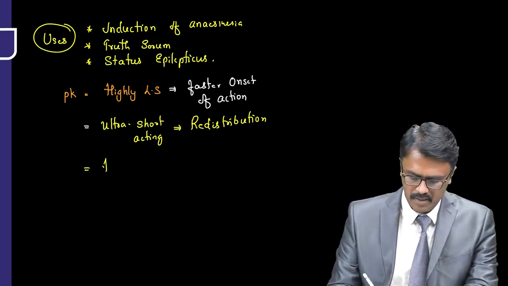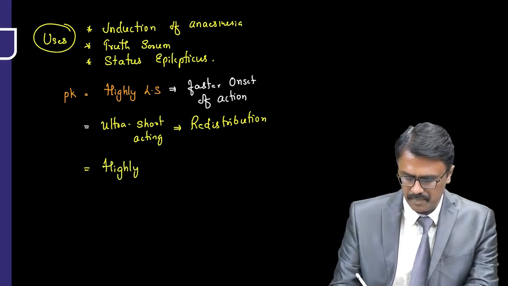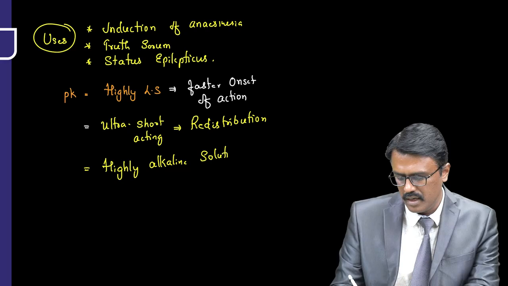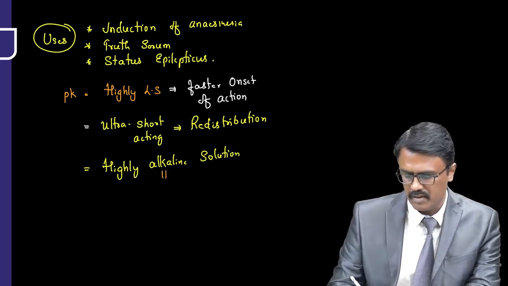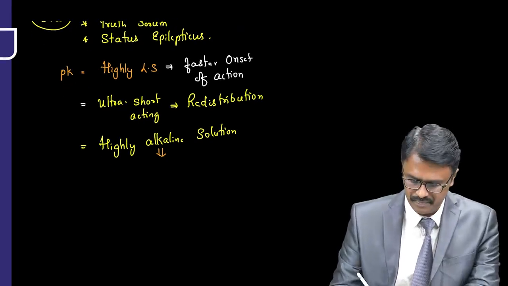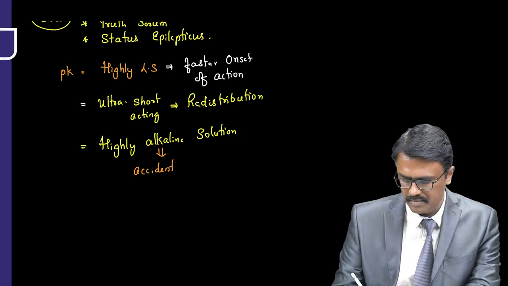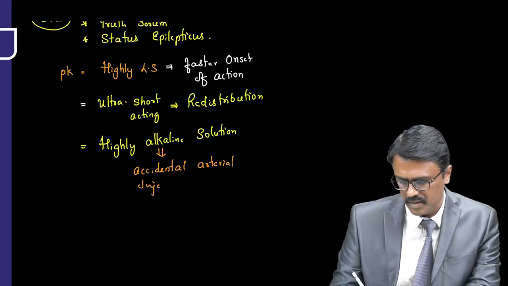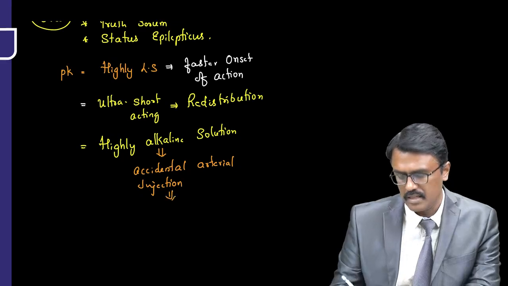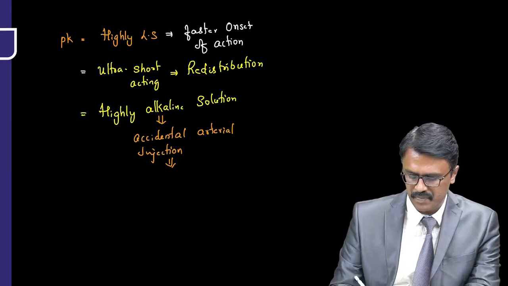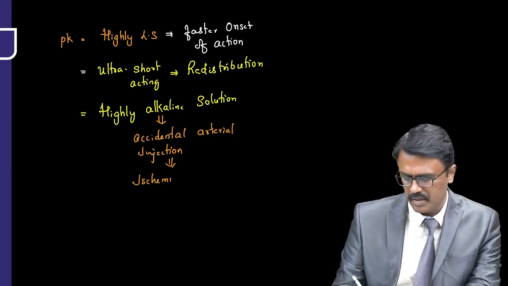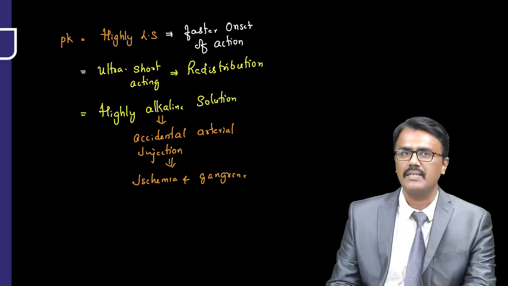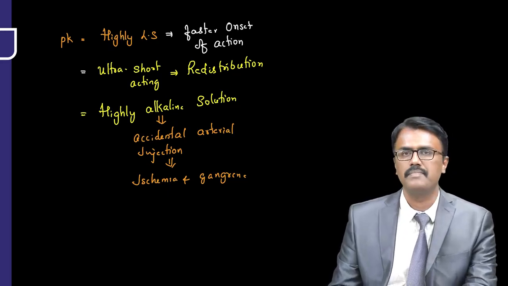And remember, this is supplied as a highly alkaline solution. When we give it IV, no problem. But when you give it accidentally into the artery, what happens? When it is injected into the artery, there is a chance of the drug getting precipitated. The patient may have ischemia and gangrene. So this is the problem when you accidentally give it.